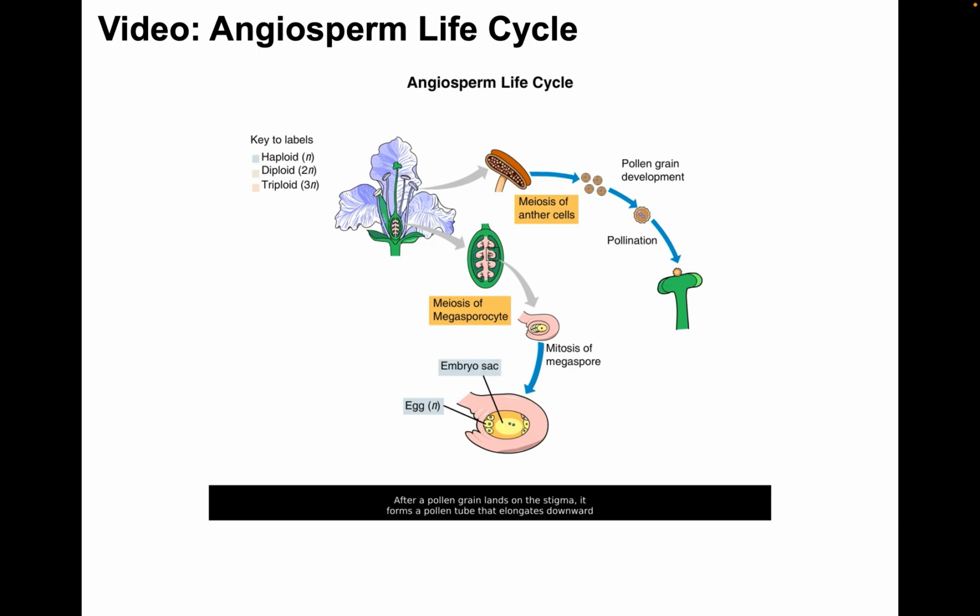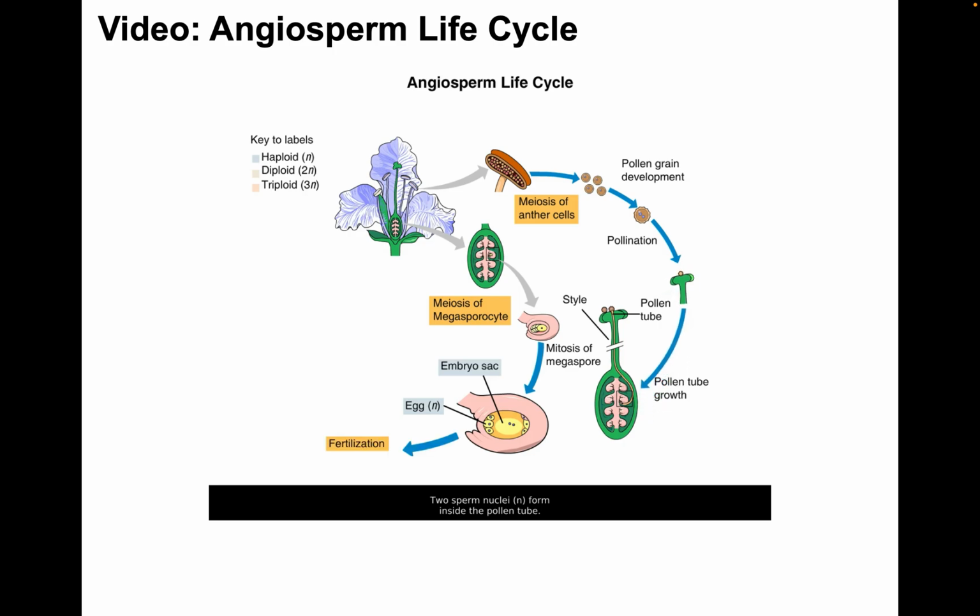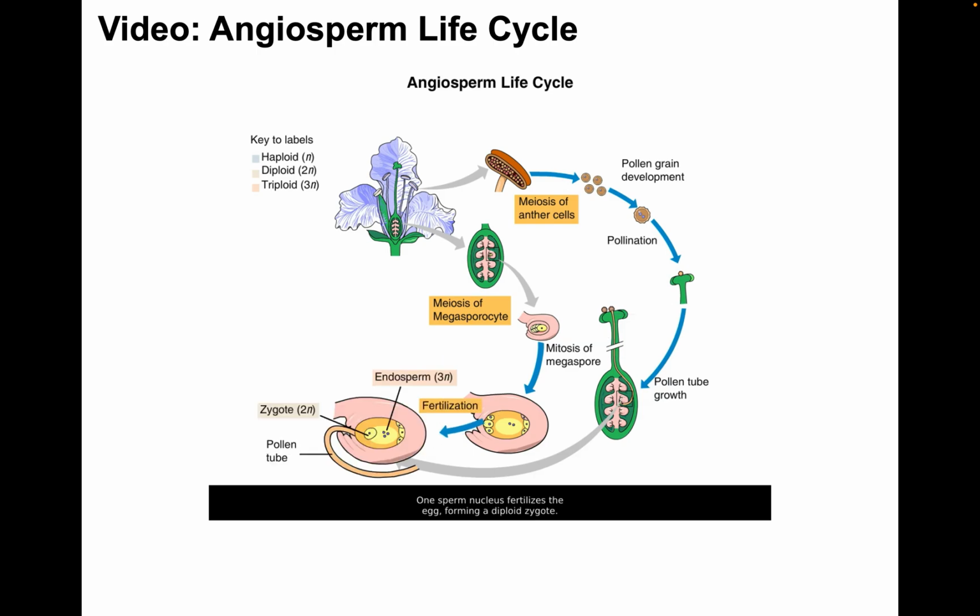After a pollen grain lands on the stigma, it forms a pollen tube that elongates downward through the style into the ovary. 2 sperm nuclei, N, form inside the pollen tube. The pollen tube enters the ovary and releases the 2 sperm nuclei into the embryo sac. 1 sperm nucleus fertilizes the egg, forming a diploid zygote. The other sperm nucleus fuses with 2 nuclei in the center of the ovule to form a triploid 3N cell that will develop into a nutritive tissue called endosperm. This process is called double fertilization.